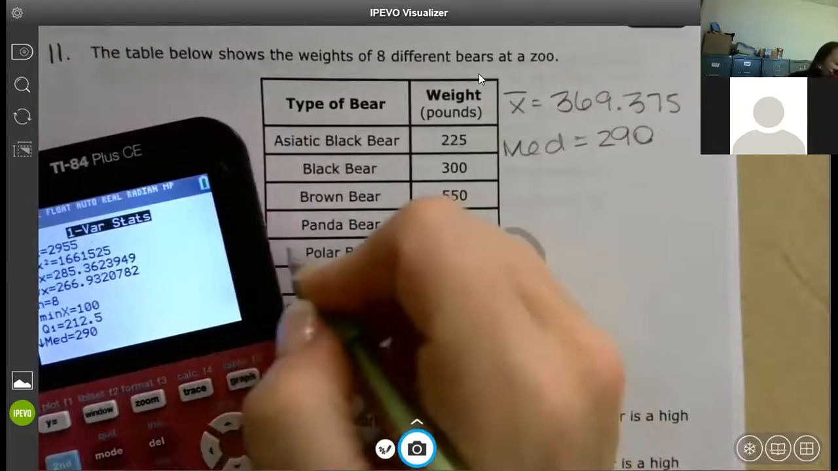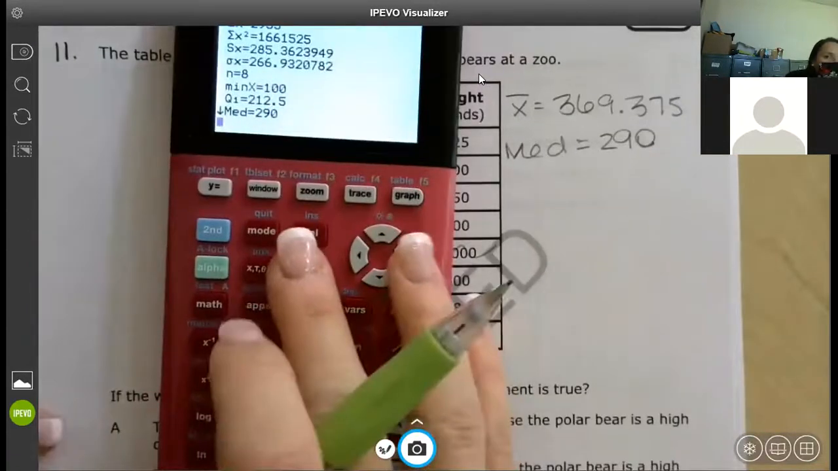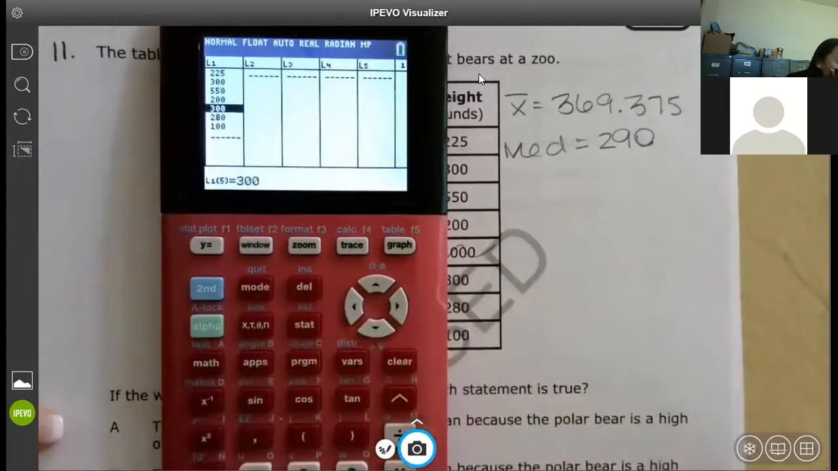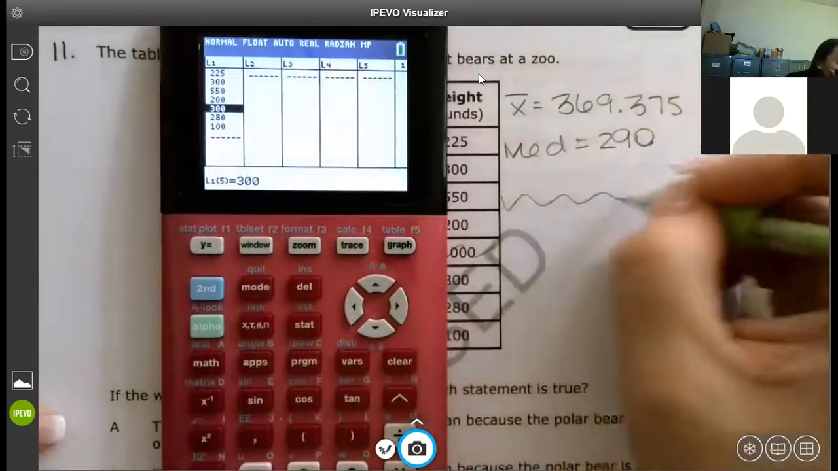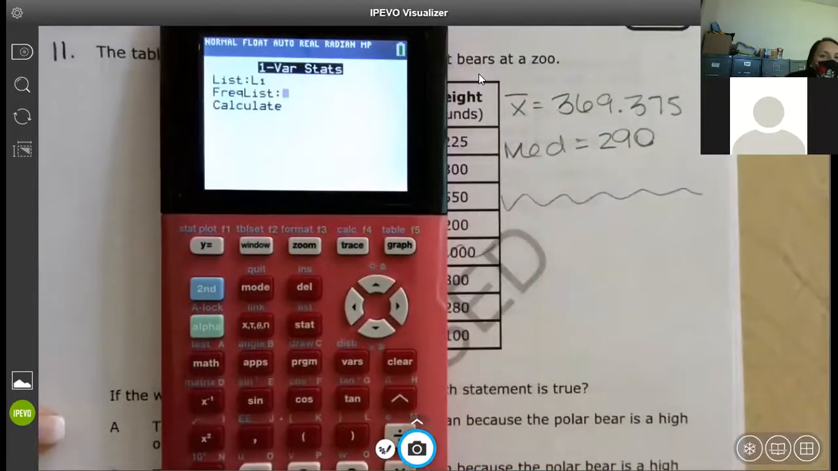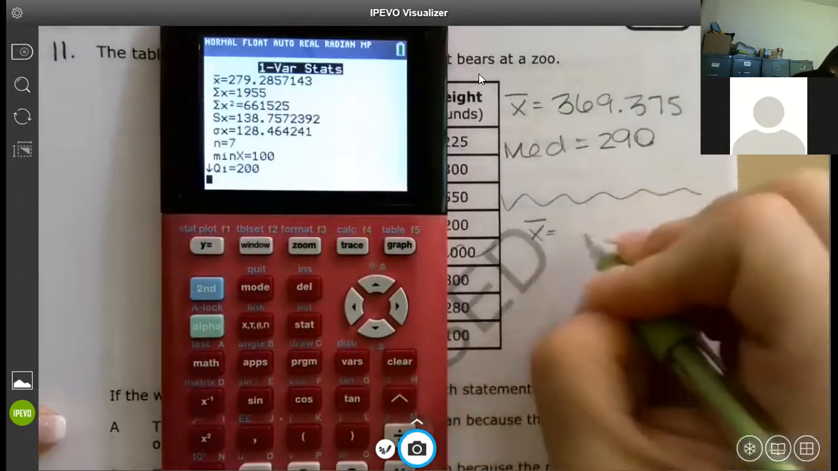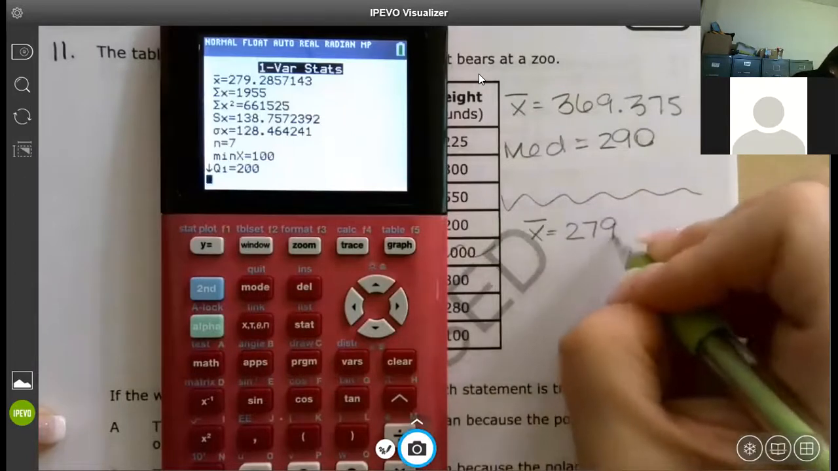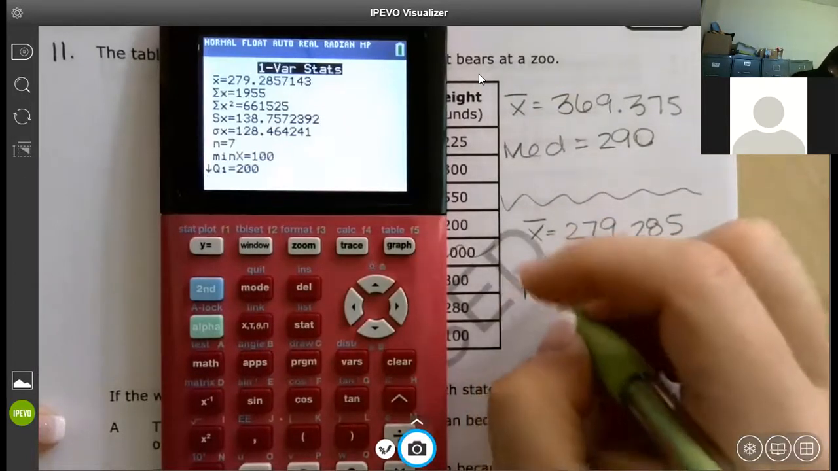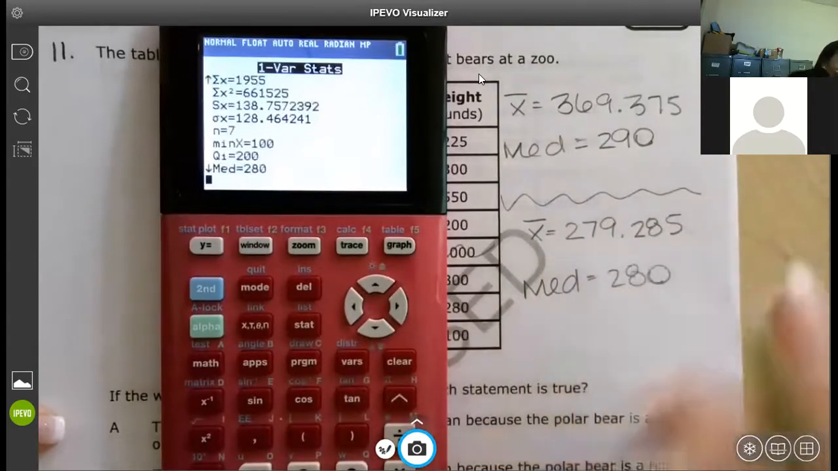Now we want to take out the polar bear, so we're going to take out the 1,000. So go back to stat and edit. Delete the 1,000. Stat, calc, enter. The mean is 279.285. The median is 280.